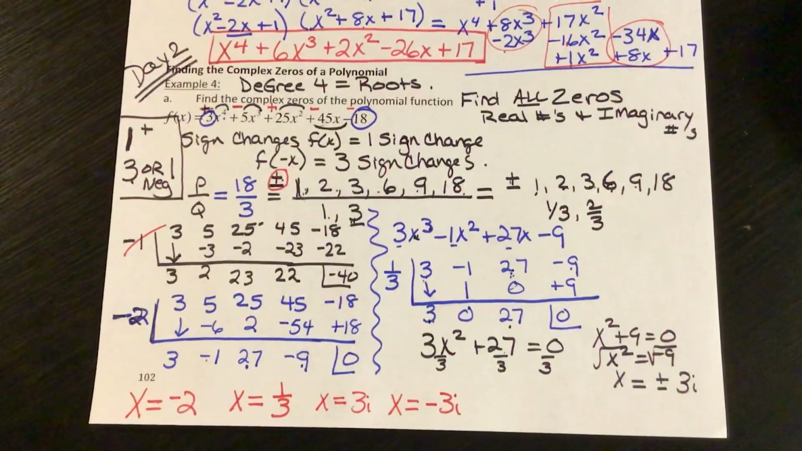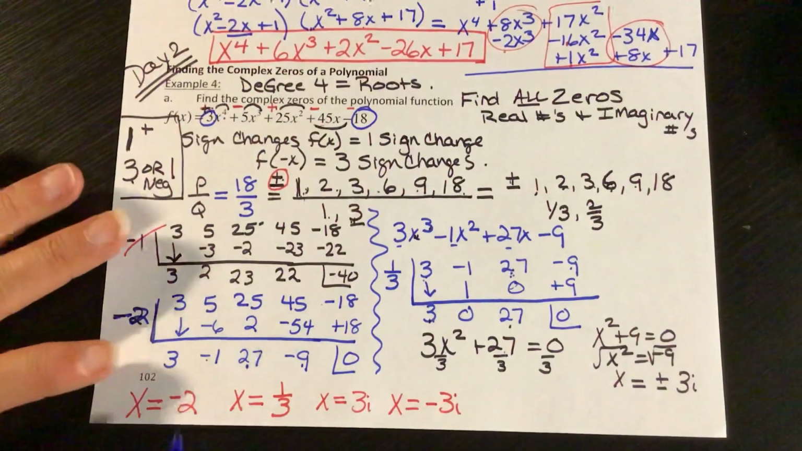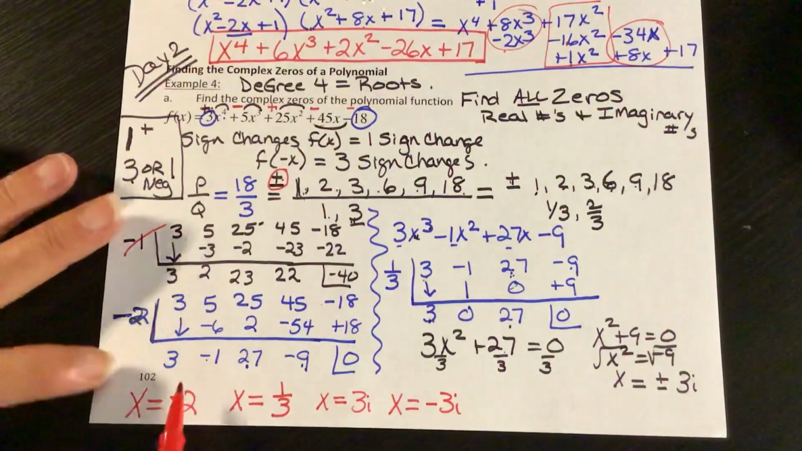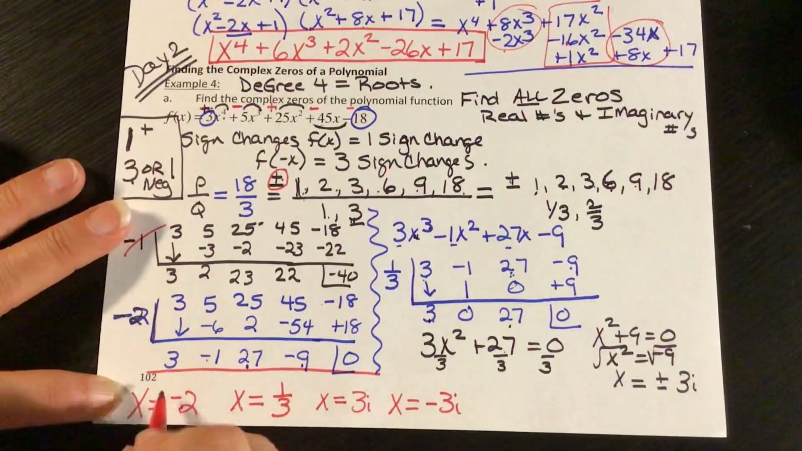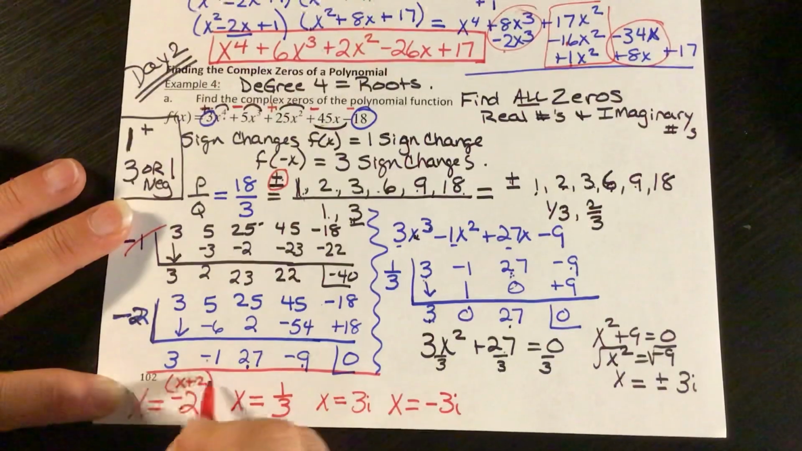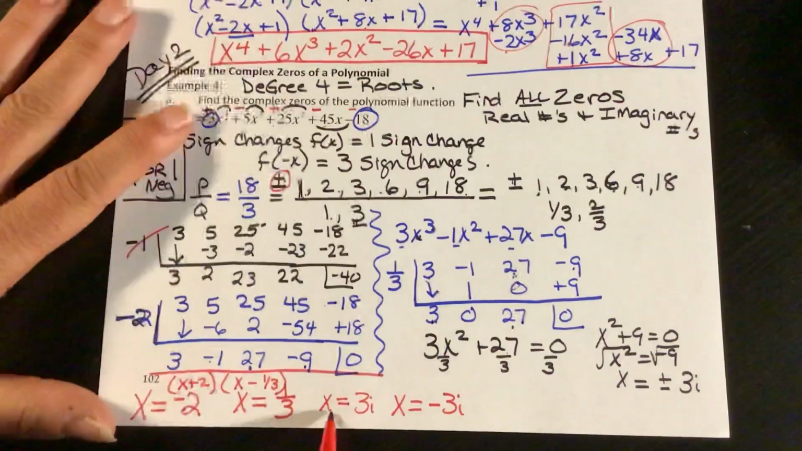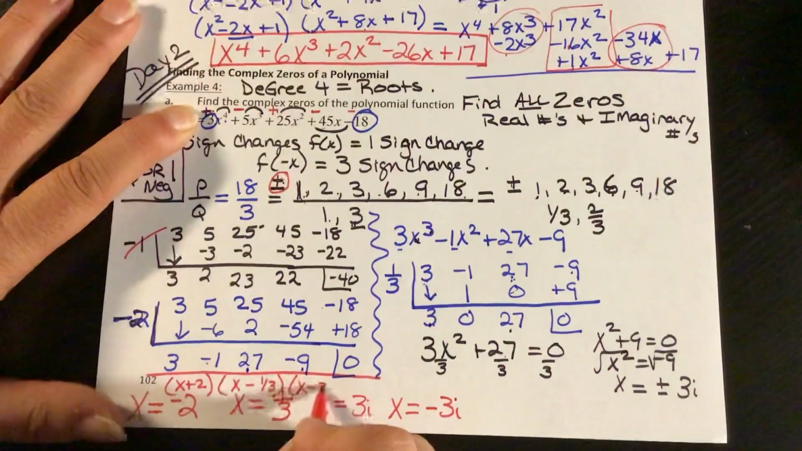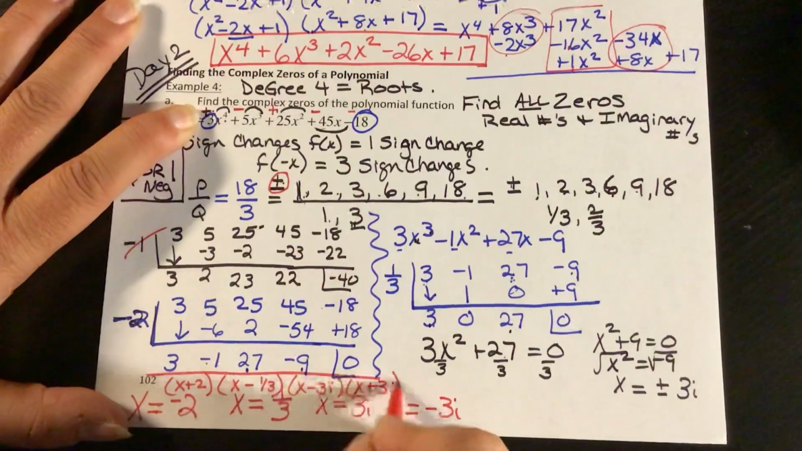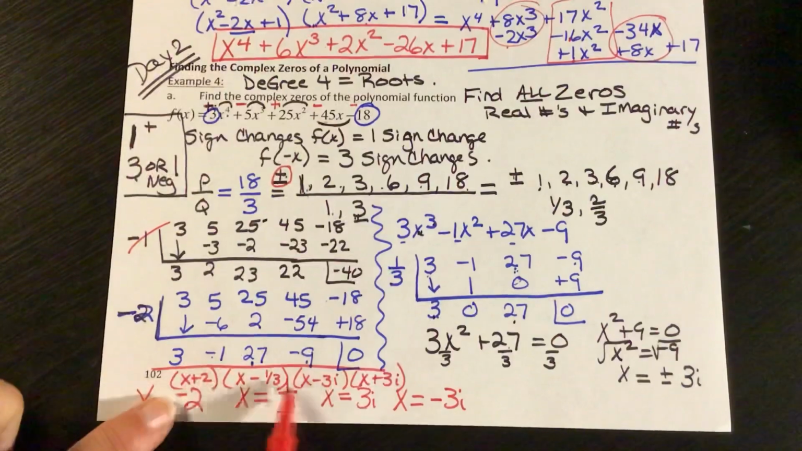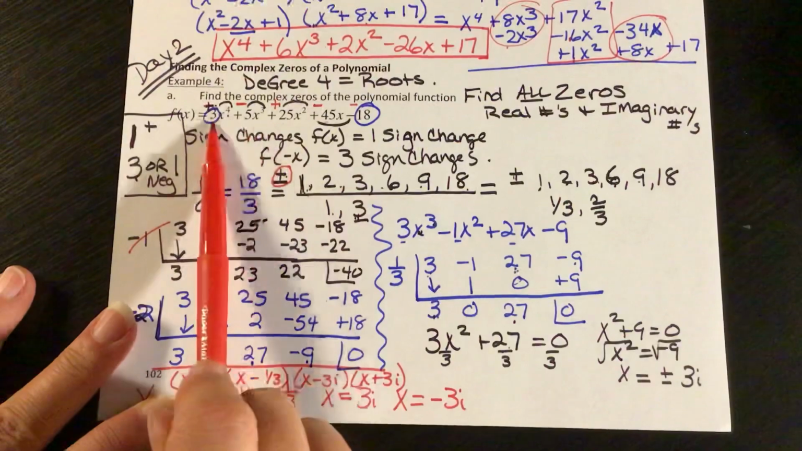And if I were to write all of the factors, I'm running out of room to do that. I'll write them right above here. So this would be x minus -2, so this would be x plus 2. This would be x minus 1/3. This would be x minus 3i. And this would be x plus 3i. And there's my 4 factors that would multiply together to get this 4th degree polynomial.